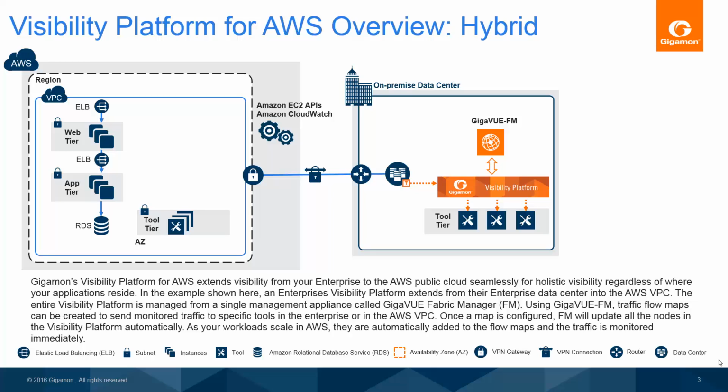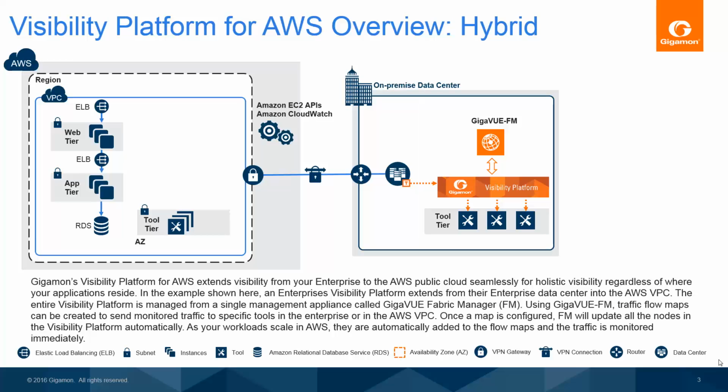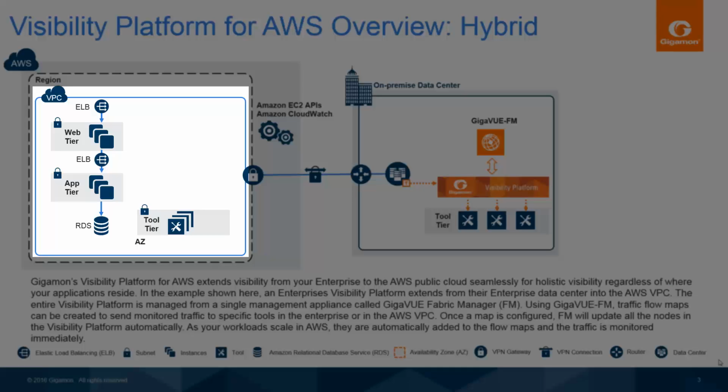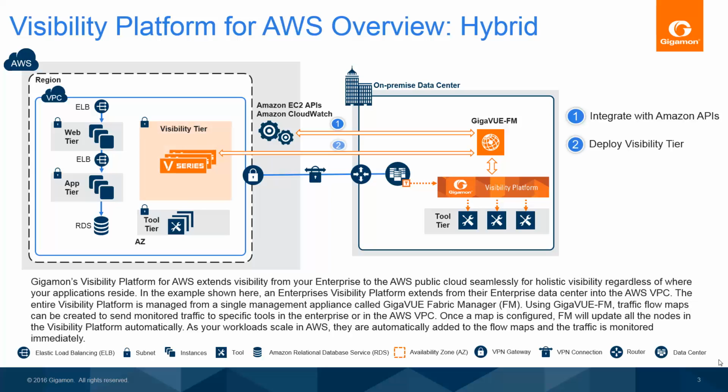Before you jump into the use cases, it's helpful to understand how the visibility platform by Gigamon is able to integrate with AWS, or Amazon Web Services. In this example, you see a hybrid approach. That's because the visibility platform exists within the on-premise data center. What we wish to do is extend this into the AWS VPC. We do that by connecting the GigaVUE-FM to the Amazon APIs. From there, it is then able to launch the visibility tier, which consists of the vSeries nodes.